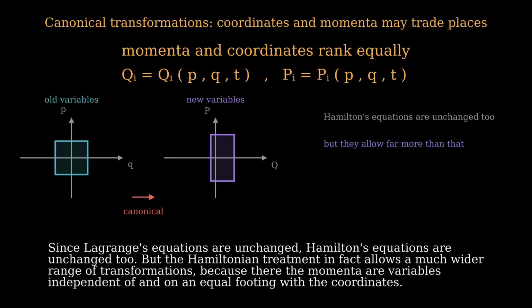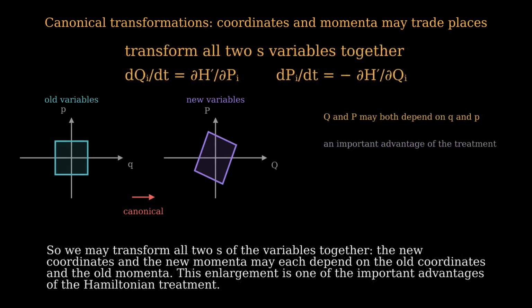But the Hamiltonian treatment, in fact, allows a much wider range of transformations, because there the momenta are variables independent of and on an equal footing with the coordinates. So we may transform all 2s of the variables together. The new coordinates and the new momenta may each depend on the old coordinates and the old momenta. This enlargement is one of the important advantages of the Hamiltonian treatment.